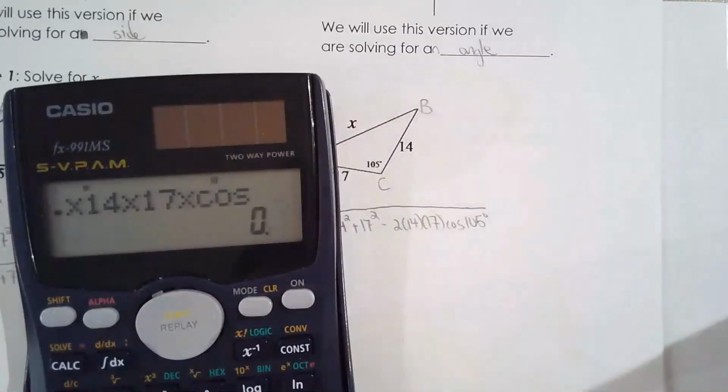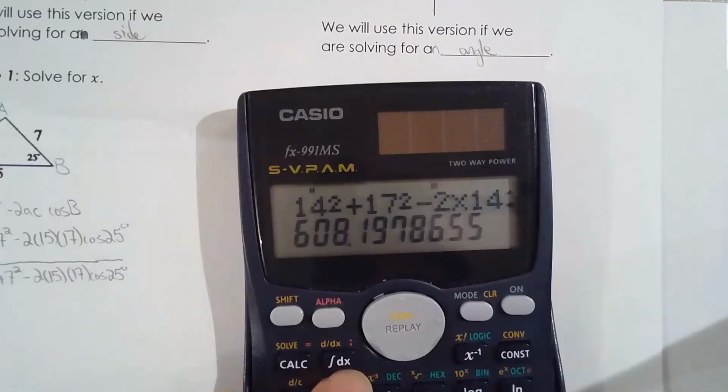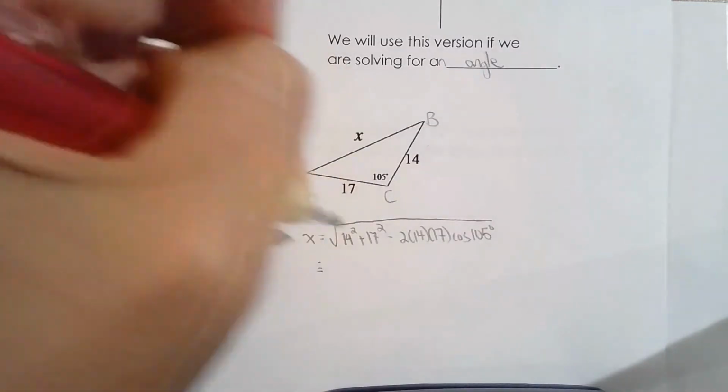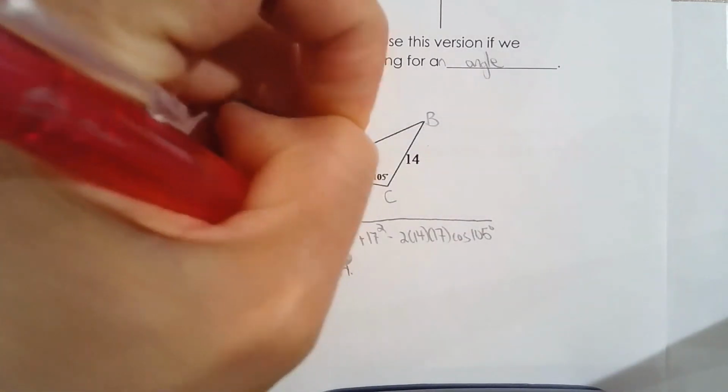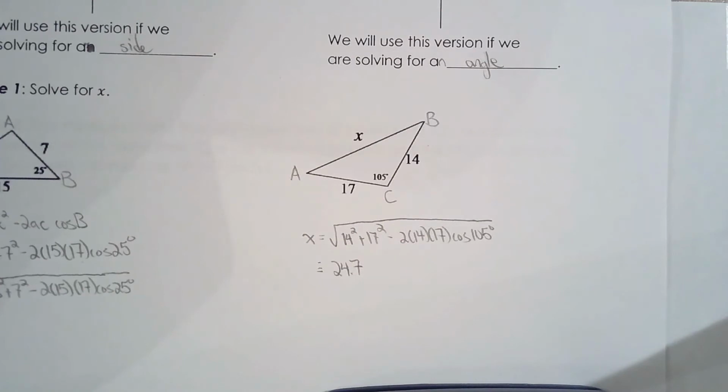What's the angle? Cos 105. Let's say 24.7.